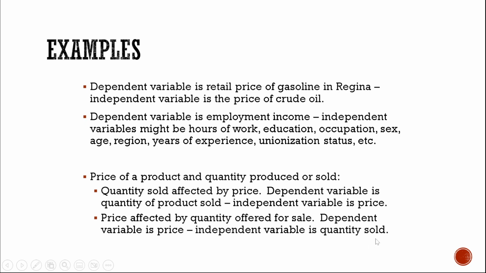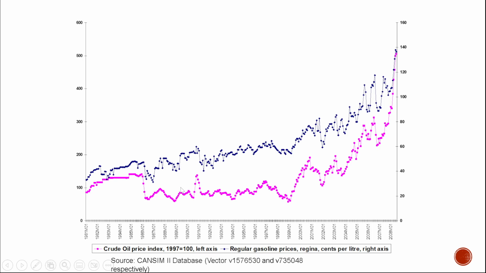Here the quantity is a fixed value, like there will be 10 barrels, and then the price will differ depending on the number of barrels, or a specific range of barrels that you will be buying for a certain price. So in other words, price is a dependent variable, while quantity sold is the independent variable. This is a graph of the crude oil price index in 1997, and the gasoline price in cents per liter on the x-axis.